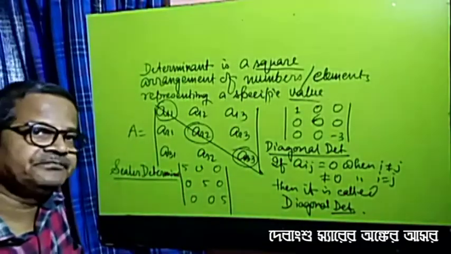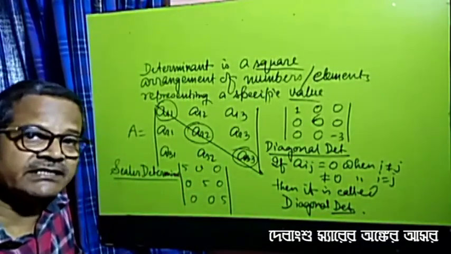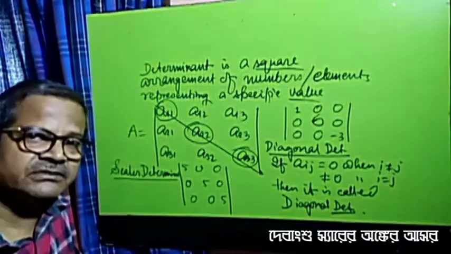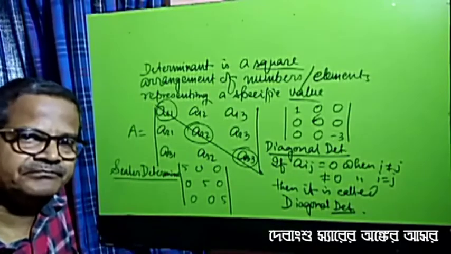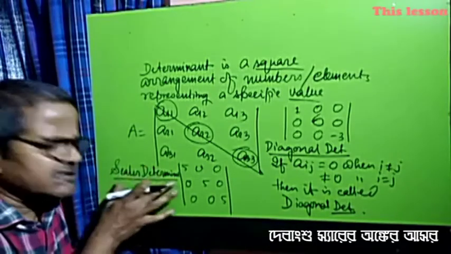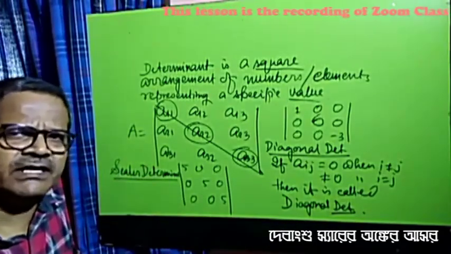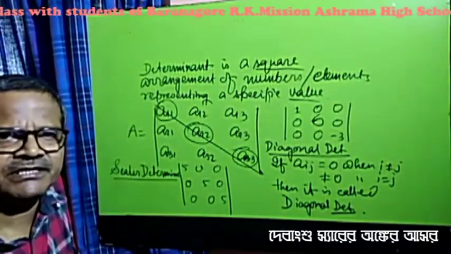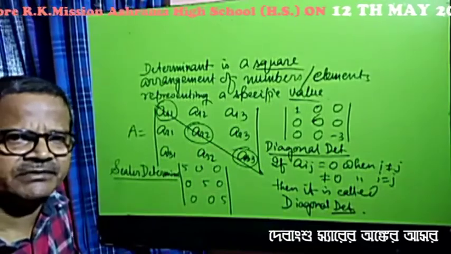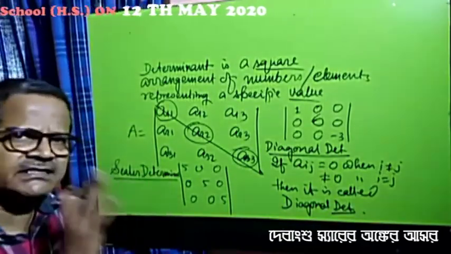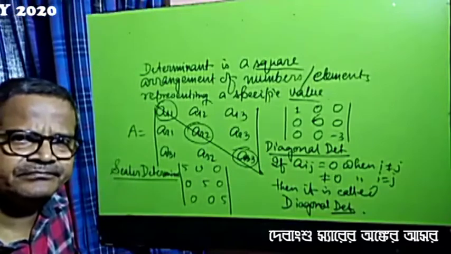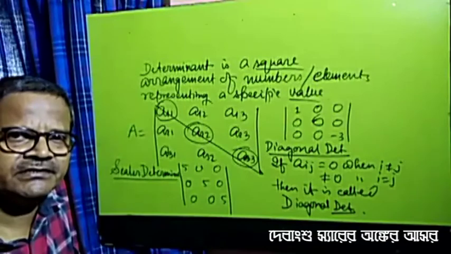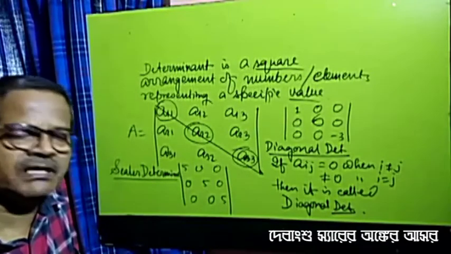Scalar determinant. So what is a scalar determinant? A scalar determinant is a diagonal determinant whose diagonal elements are equal. This definition we never use in determinants. It has no use in determinants. It is very rarely used. We can say that it is not used in determinants. It is a useless definition, but I defined it.